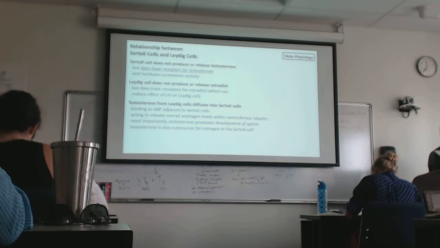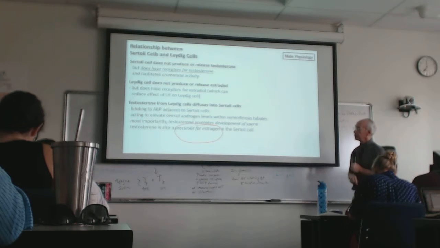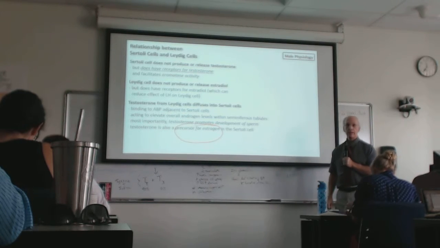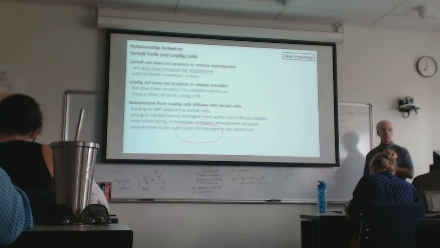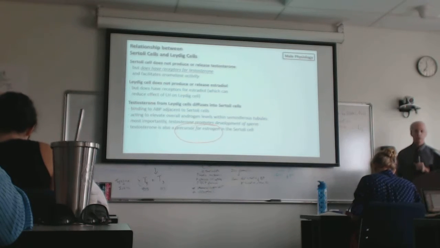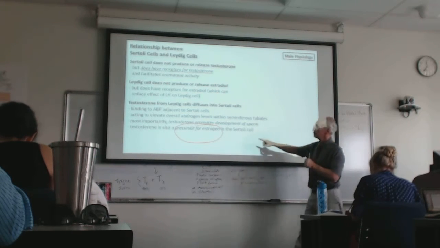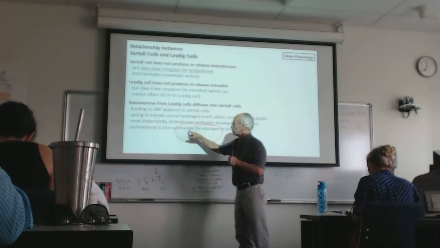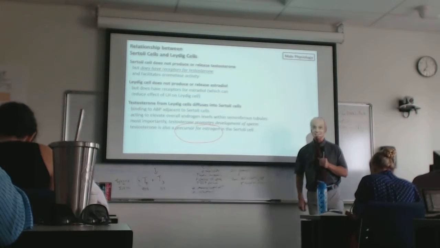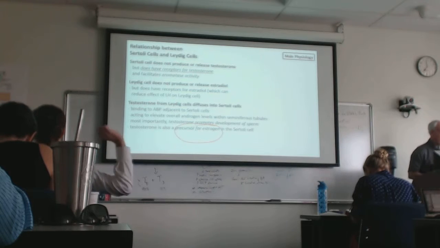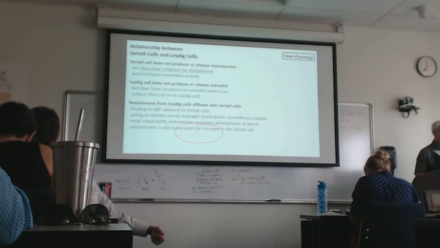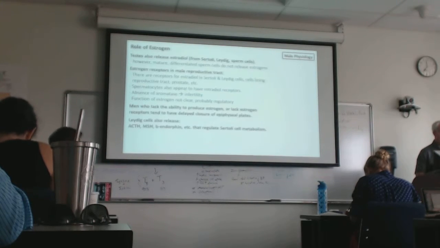It says here testosterone is also a precursor for estrogen in the Sertoli cell. Somebody explain that to me. How is that possible? How is testosterone? Aromatase reaction. So again, the plot thickens fast. When we talk about a precursor for estrogen, it's that aromatization of testosterone that occurs in a number of locations in the body, but especially in the seminiferous tubule.